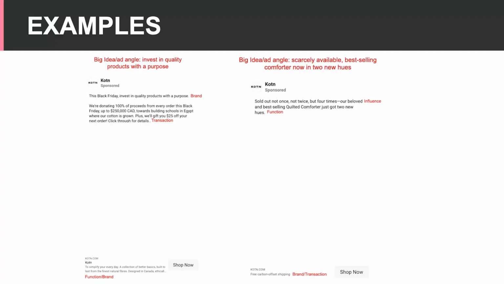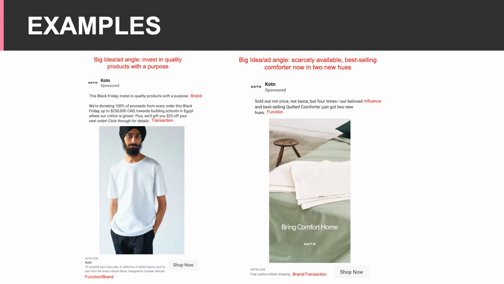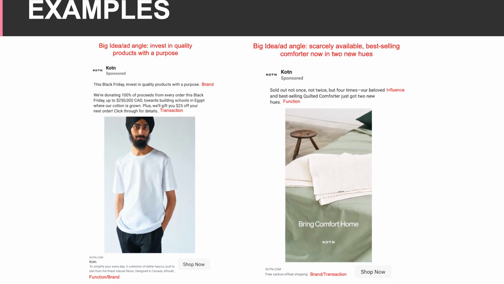Remember the ad on the left, the big idea was about investing in quality products with a purpose. And the ad on the right was about a scarcely available best-selling comforter that was now available in 2 new hues. So are you ready for the big reveal to see what the creative is that Cotton chose to visualize these big ads? 3, 2, 1. There you go. Let's first take a look at the ad on the left.